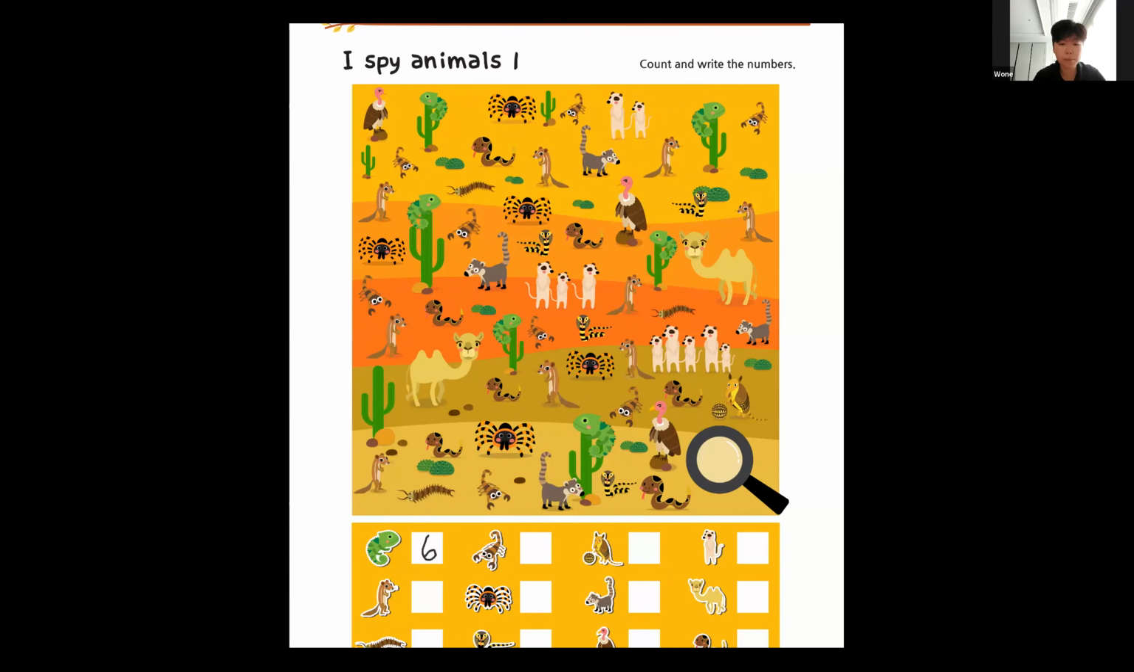Let's find the scorpion. Scorpion, here we go. There's 1, 2, 3, 4, 5, 6, 7. Yeah, that's about it, right? So there are 7 scorpions. Very good. And you're going to find the rest by yourself.